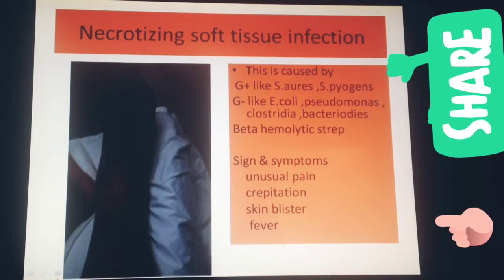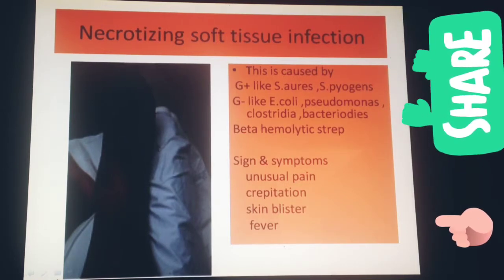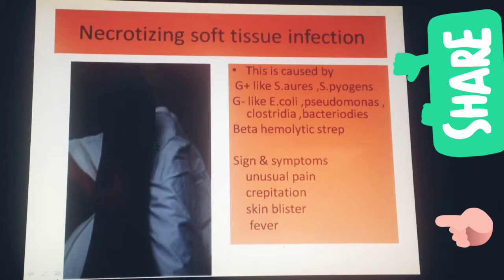The most common organism affecting the foot, which results in gas gangrene, is known as the beta hemolytic streptococcus. In such a patient, the symptoms are usually pain, crepitation, which is crackling sounds when you press this respective area, skin blisters, as you can clearly see in this picture, and because of the inflammation going on, there would also be fever.